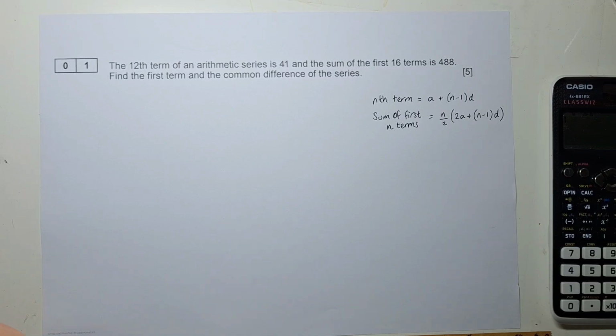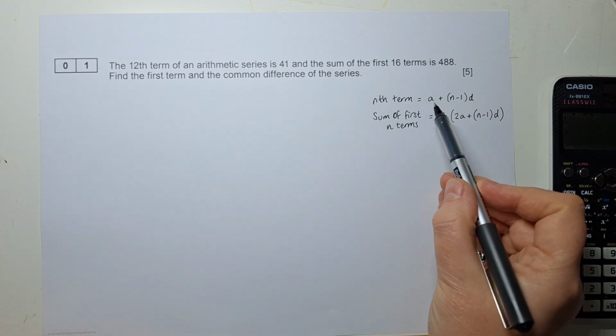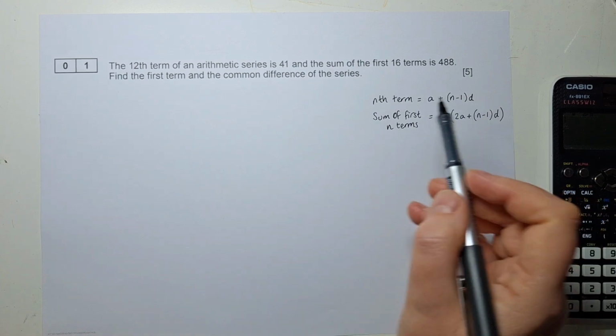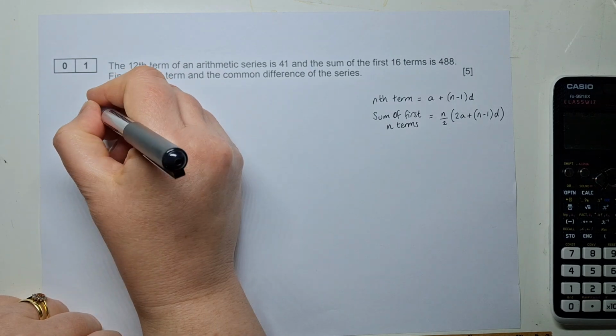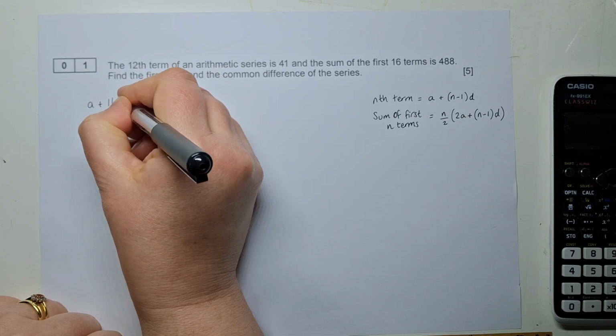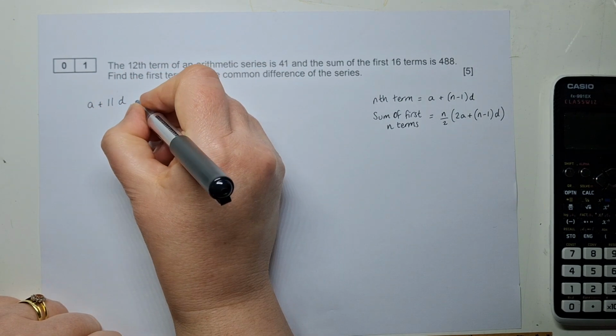Question 1. The 12th term of an arithmetic series is 41 and the sum of the first 16 terms is 488. Find the first term and the common difference. So you just need to make sure you're using the right formula. When it says the something term, then you're going to use a plus n minus 1 d. So the 12th term, we're going to write a plus 11d for the 12th term, and that equals 41.